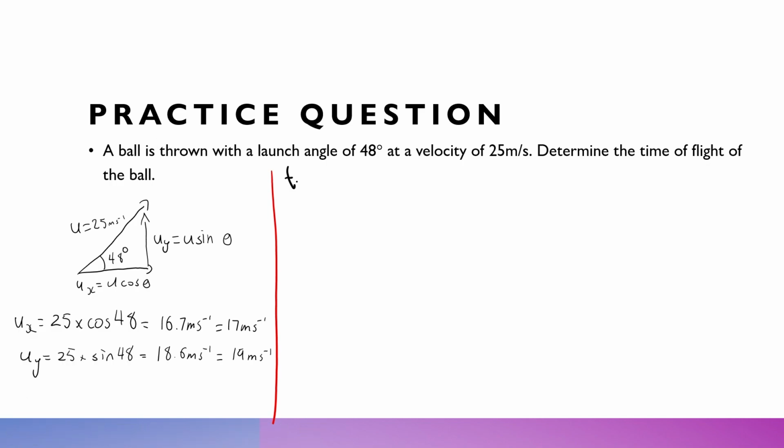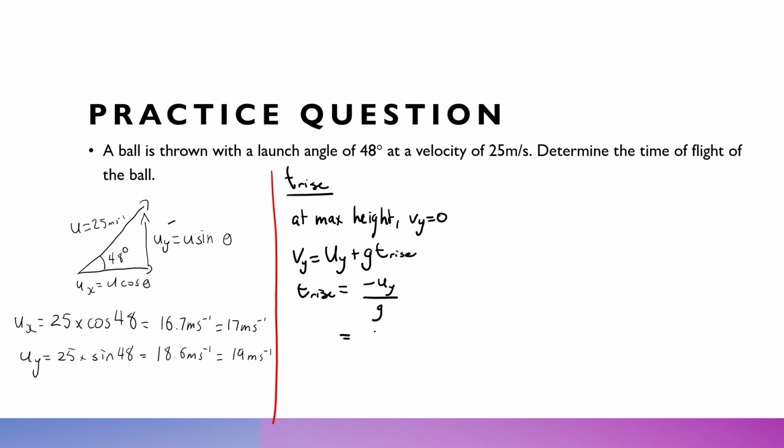So to solve for t rise, again, we're using our formula Vy equals Uy plus Gt, and running with the assumption that once we get our projectile up to the maximum height, the velocity in the y-axis is equal to 0. We can substitute that value in, rearrange our equation, and we get that the time of rise is equal to negative Uy on G. If we substitute our relevant numbers into this equation, we end up with a value which is 1.9 seconds.